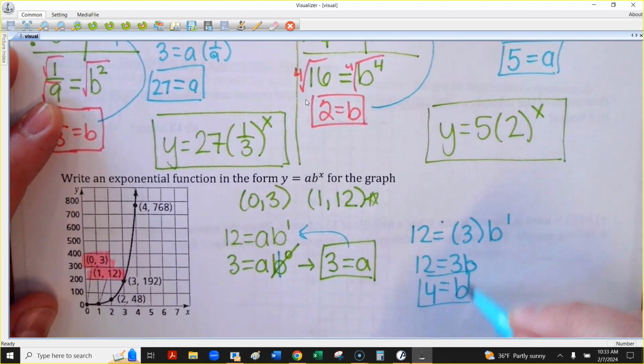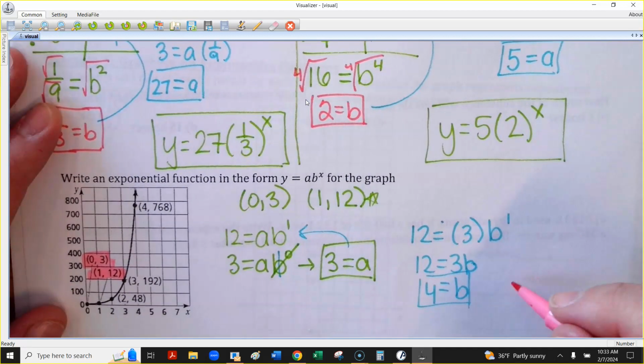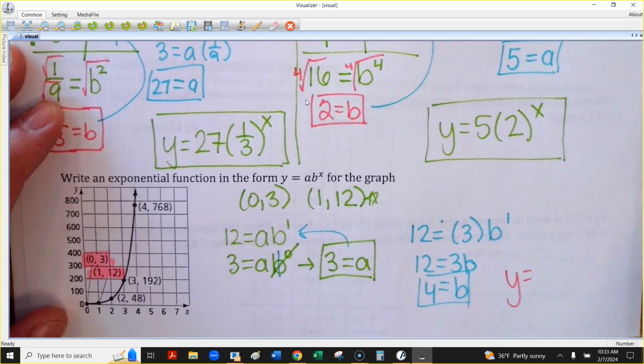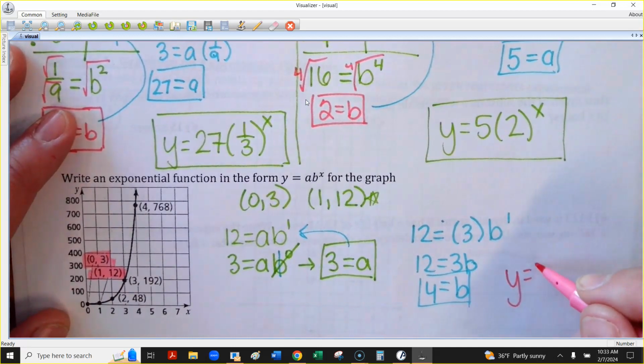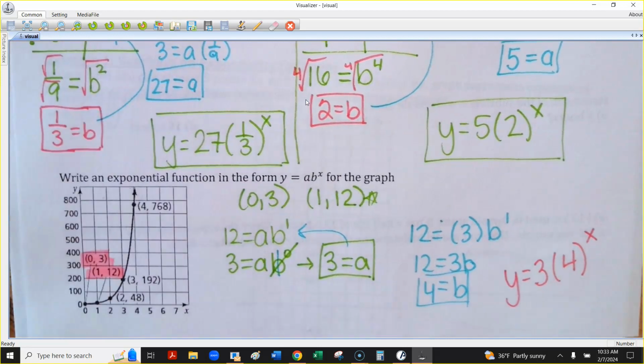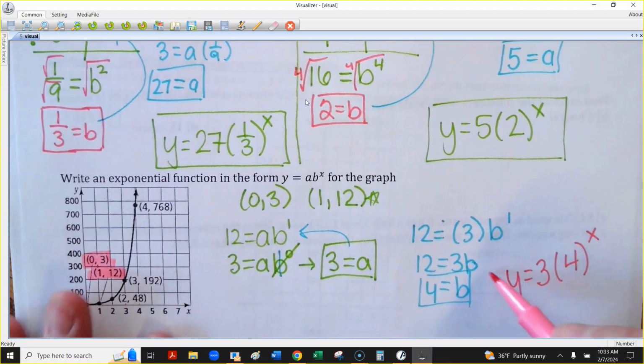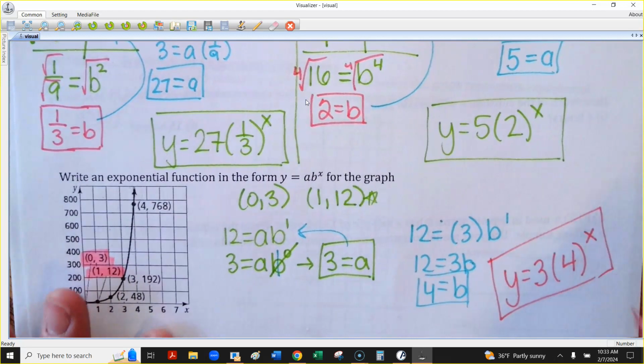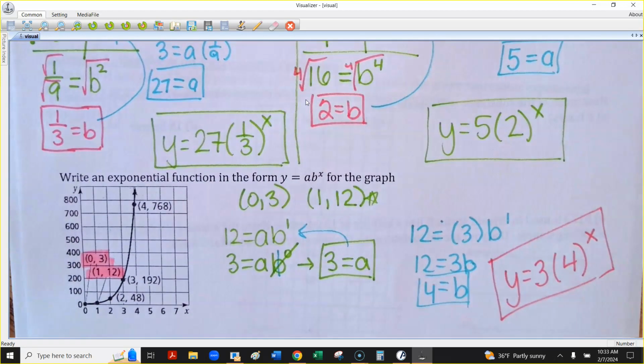So my actual equation for that graph, same concept we were just doing, we just had more points to pick from. This would be a, which is 3, times b, which is 4, to the x. If you get a point that has a 0 in it, that makes the problem so much easier to do. And don't flip the page and be like, oh, word problems. They're easy, okay? Just relax.